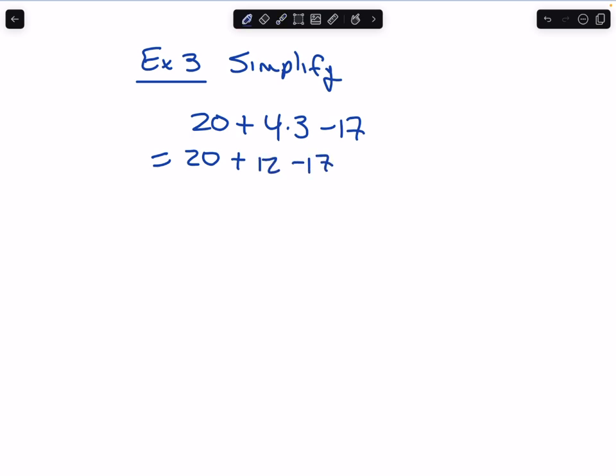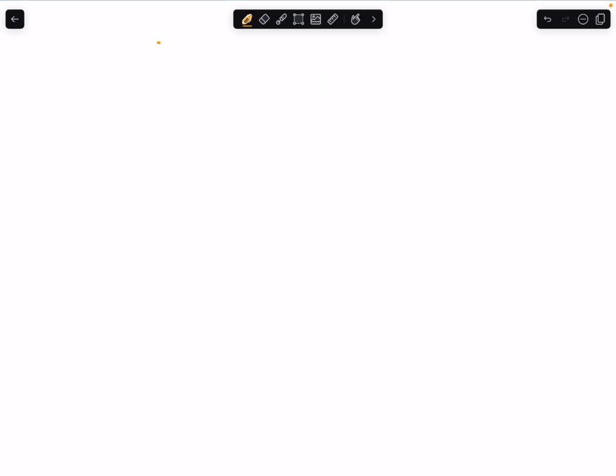minus 17. Now we do the additions and subtractions together from left to right. 20 plus 12 is 32, and then 32 minus 17 gives us a final answer of 15. So that's our first example using order of operations. Now let's do a little more complicated example. Example 4. Same instructions, we want to simplify.